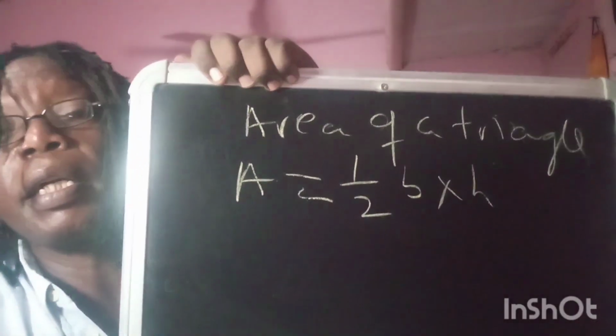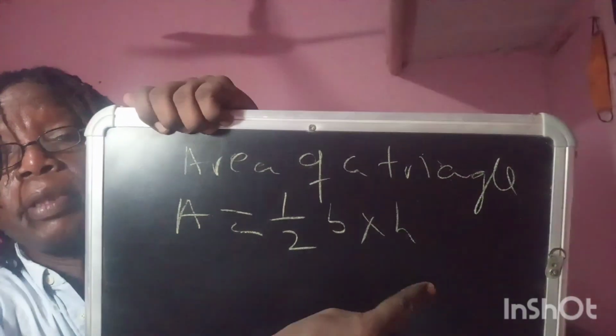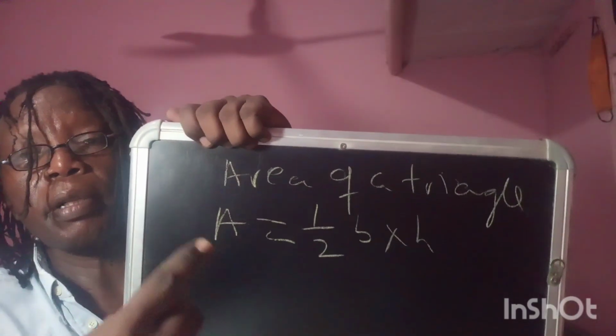First of all, let's say the area of a triangle. My writing is not very clear. This area would be equal to a half base times height. This is a formula. Area is equal to a half of the base times height. That's how you calculate the area of a triangle.